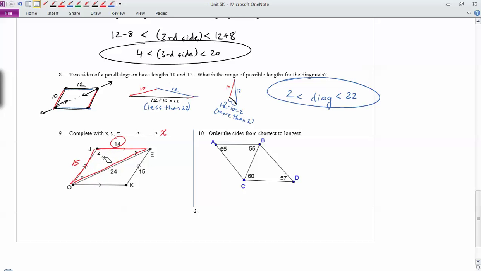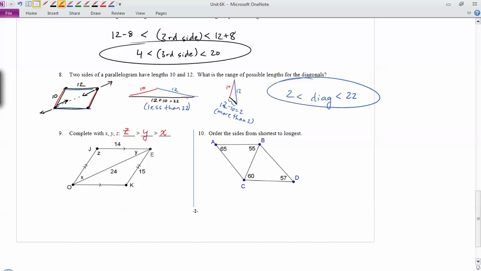X. 15 is the medium length side, so angle Y opens up to the 15, so that's the medium angle. And then 24 is the longest side, so that opens up to Z. So Z is going to be our largest angle.